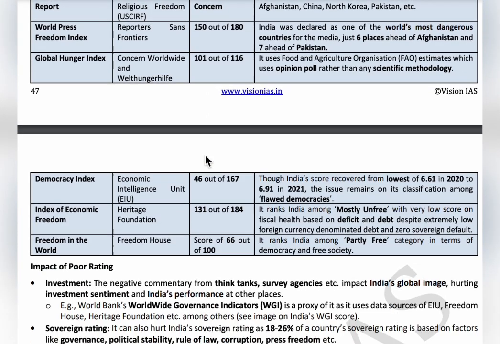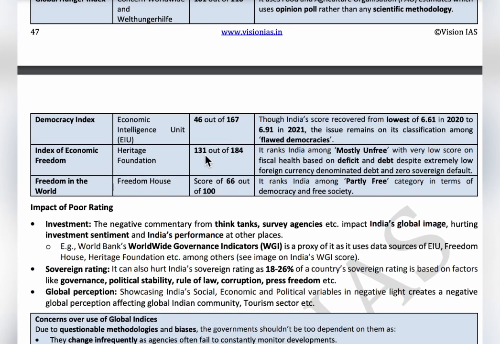The Democracy Index, released by the Economist Intelligence Unit, has ranked India 46 out of 167. The next index is the Index of Economic Freedom, released by the Heritage Foundation, and India's position is 131 out of 184 countries. The next index is Freedom in the World, released by Freedom House, and India scores 66 out of 100. So these are the global indices.